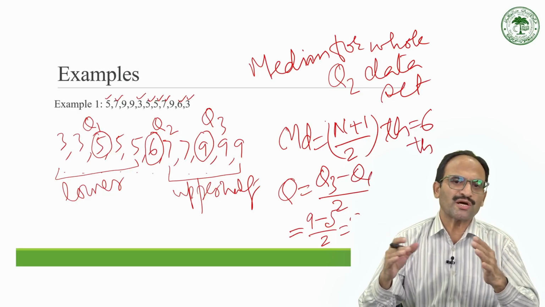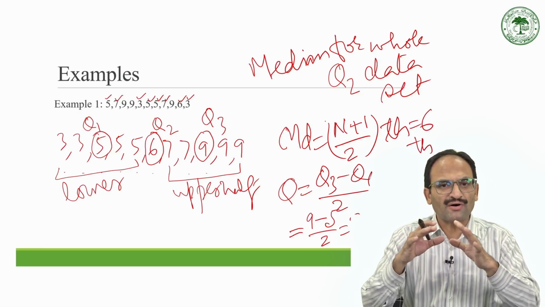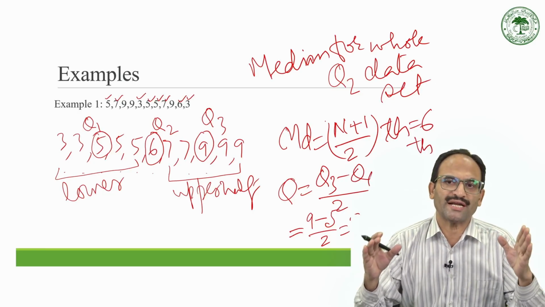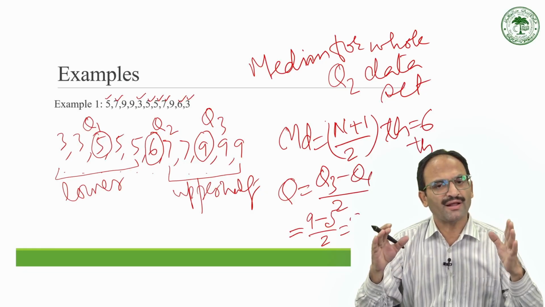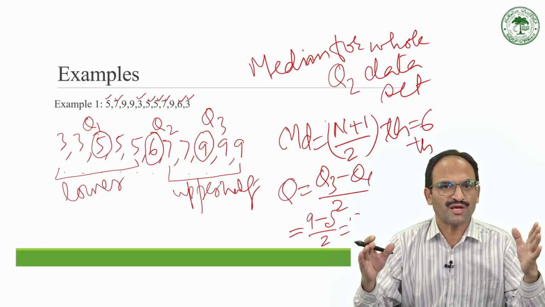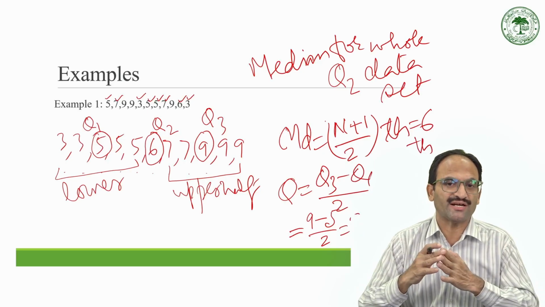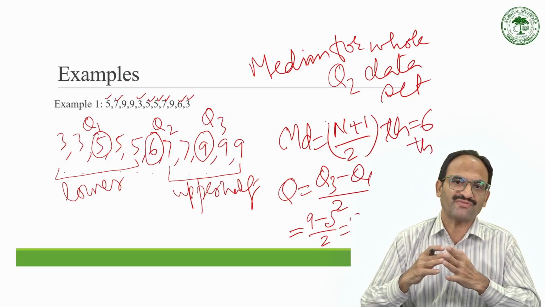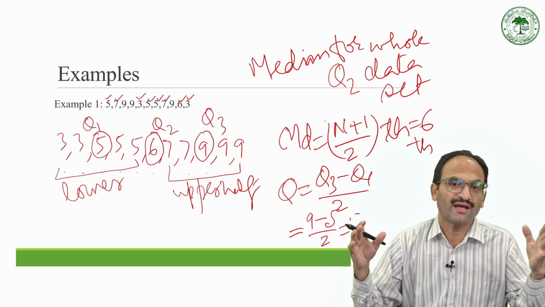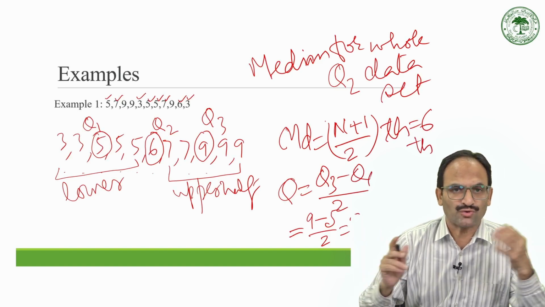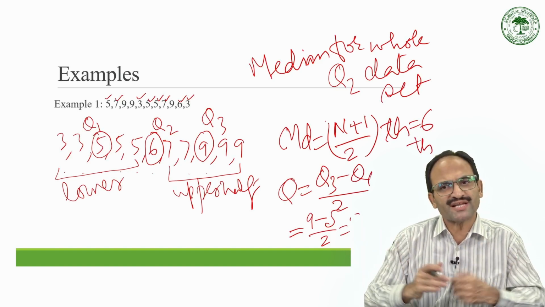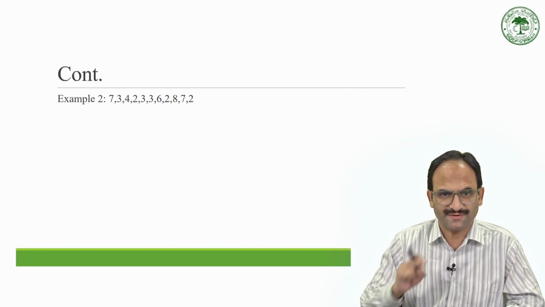So 2 is the quartile deviation of this whole data set. And remember what the quartile deviation shows? Basically it shows the spread of the data, the diversity of the data, the heterogeneity in the data, and it has come out to be 2. Let's take another example and proceed.